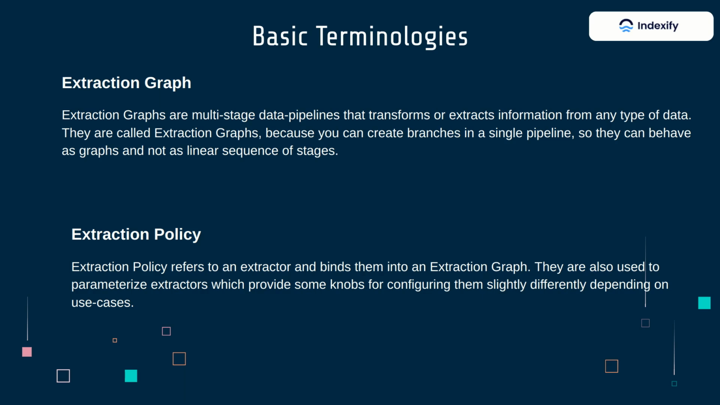So this takes an extractor and binds that extractor into an extraction graph. That is called an extraction policy, right? Whatever can take an extractor and binds it into an extraction graph, we call that an extraction policy. They are also used to parameterize extractors, which provide some knobs and can help you configure things in different ways. When you reach the part of creating these extraction policies, you'll see what I mean by you can customize things in different ways.